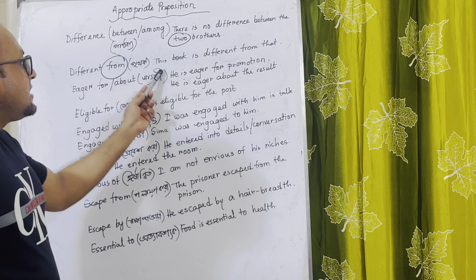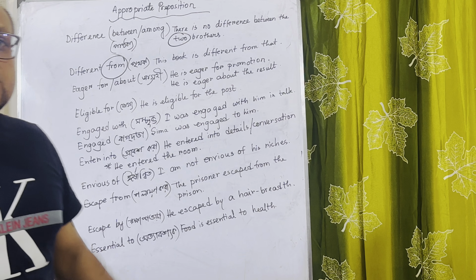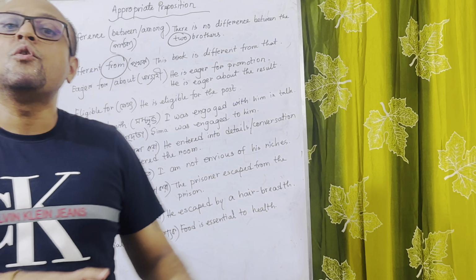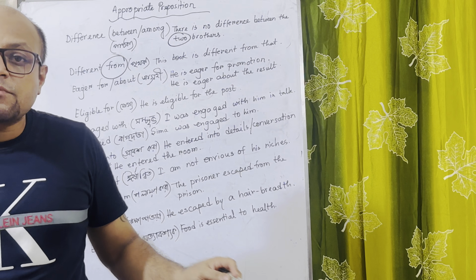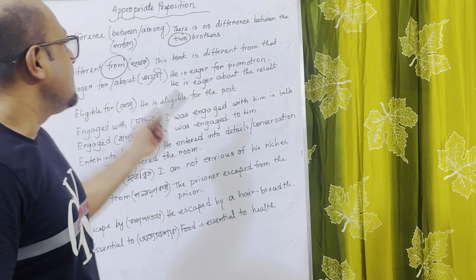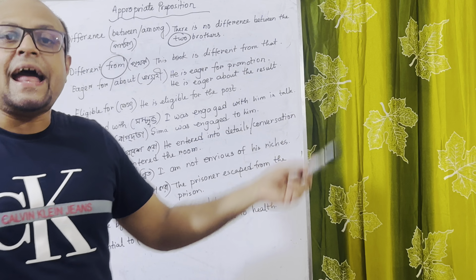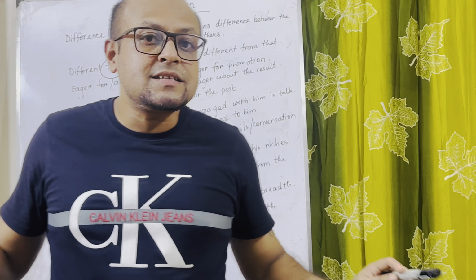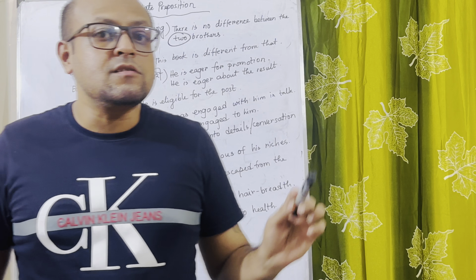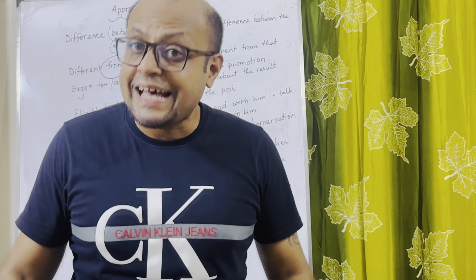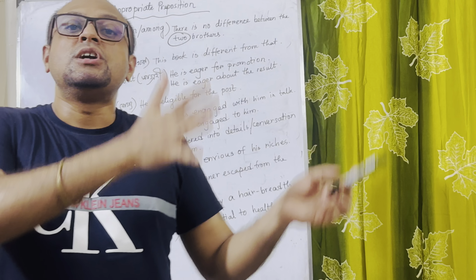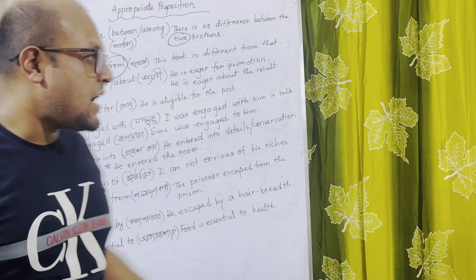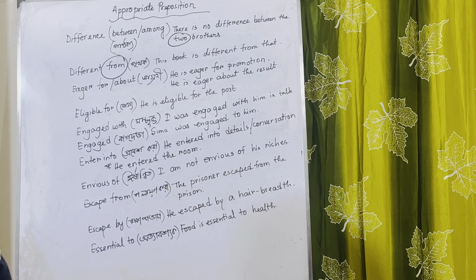Such as, this book is different from that. This book is different from that. Here you cannot make a sentence like this: this book is different between that. No, you cannot make such sentences because it will not create a sense. So difference between or among, and different from. Okay, then go for the next one.